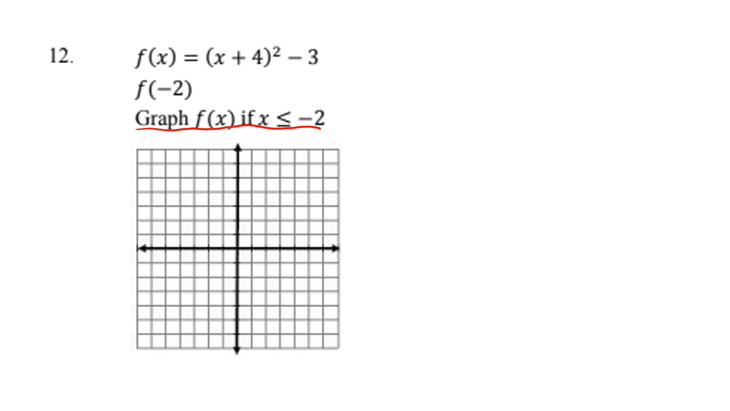Now we're still going to go through just our regular steps of graphing here. We look at this, it's telling us that f of x, our function, is (x + 4) squared minus 3.